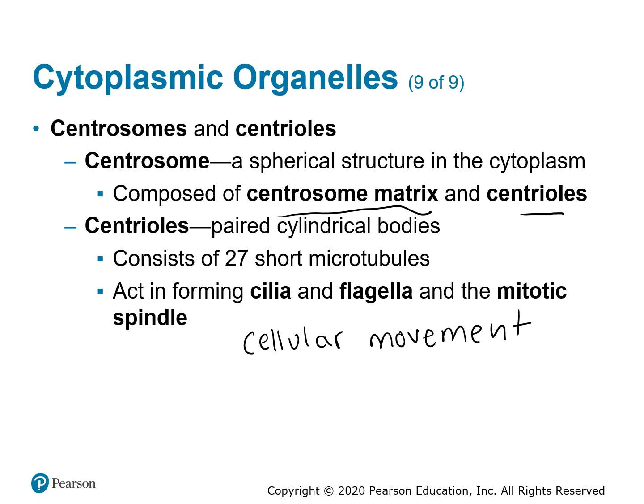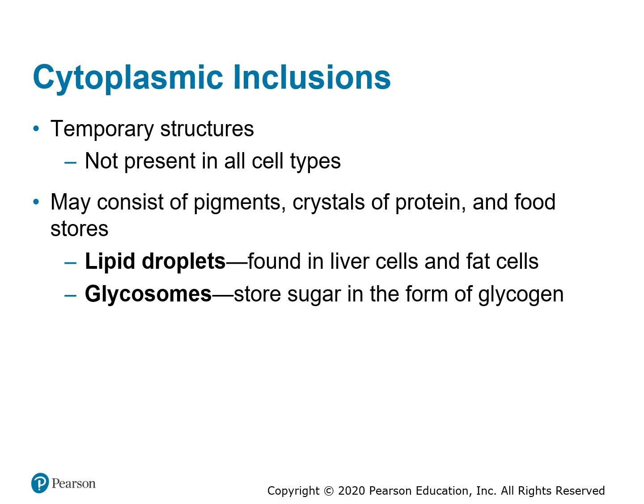Last part of the cytoplasm was the inclusions. Not all cells will have inclusions all the time. Inclusions can be temporary structures. They can consist of things like pigments, like melanin, protein crystals, like urea, and food stores. The food stores you'll usually see as lipid droplets or glycosomes, and those are just different ways for your body to store nutrients.